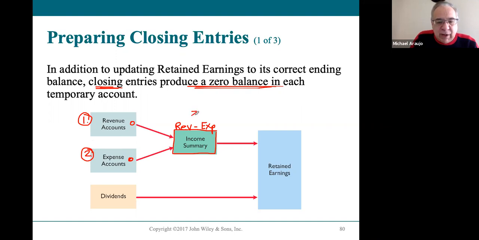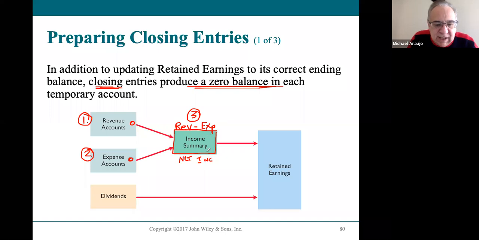The third step is we don't really need this account anymore. This income summary account is not needed anymore because it served its purpose. It allowed us to close our revenue and expense accounts to zero. So what's sitting in income summary? Well, all the revenue is sitting there and all the expenses are sitting there. So the difference in income summary is going to be just like it is on the income statement. Your net income is going to be sitting there.